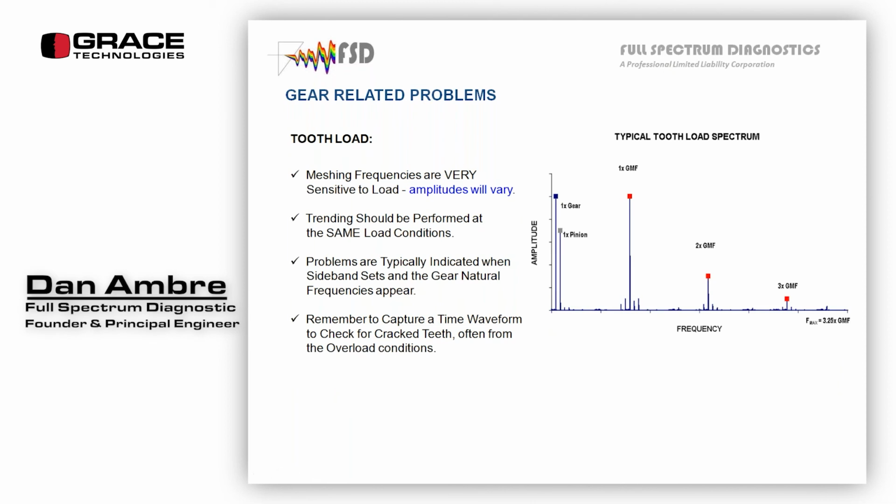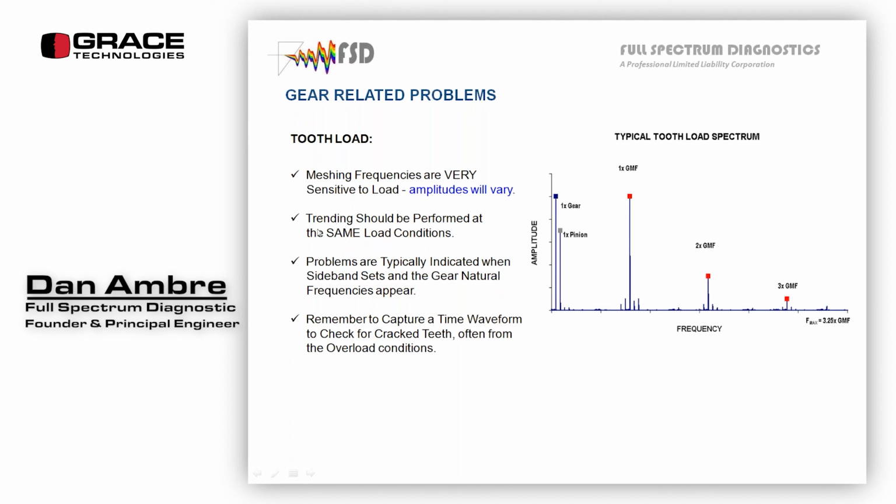Tooth load, and we talked about the extrusion process and the low-speed gearboxes. Amplitudes will vary. That's what we're mostly looking at. So we can see changes in 1, 2, or 3 times gear mesh. Usually 1 times is one of the things that will be more variable. We should see some sidebands, but it's a case of not trending on uniform loads.